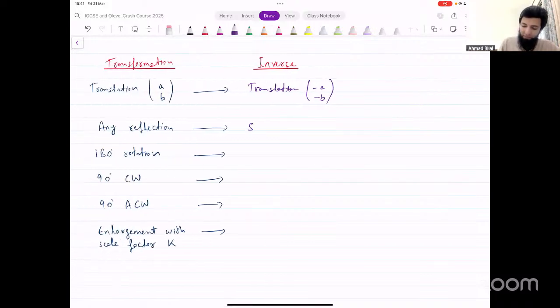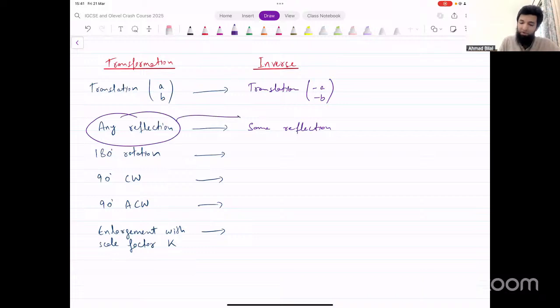Okay. If we have any reflection, the inverse would be that same reflection, right? Because if you reflect something in the x-axis and you get some image from that, how do you go back to the same image? You reflect in the x-axis again, and you get the same thing back. Okay. So for reflection, inverse is also the same. If it's a 180 degrees rotation, the inverse of that is also just 180 degrees rotation.